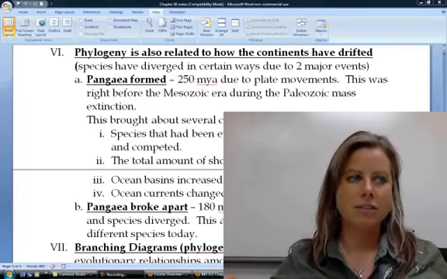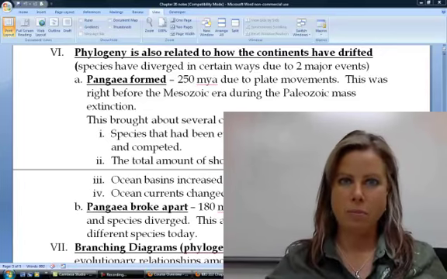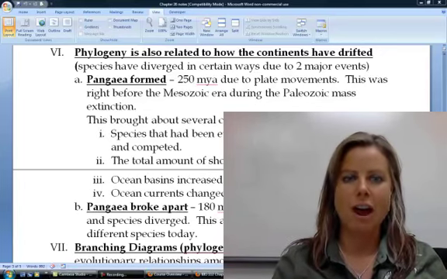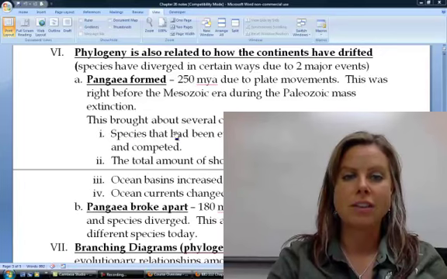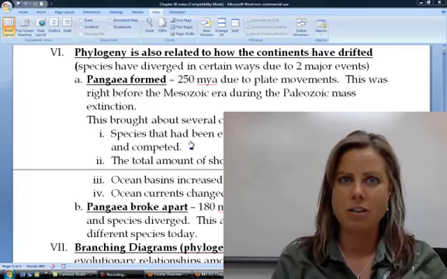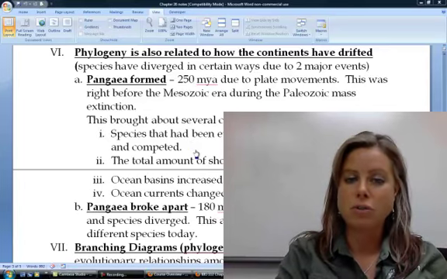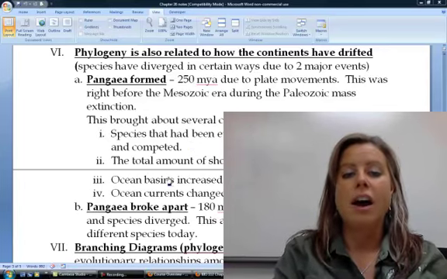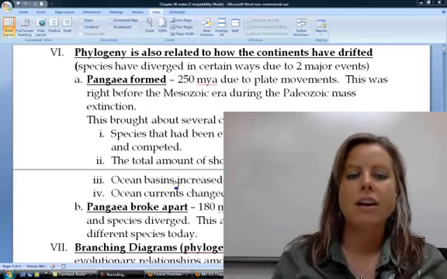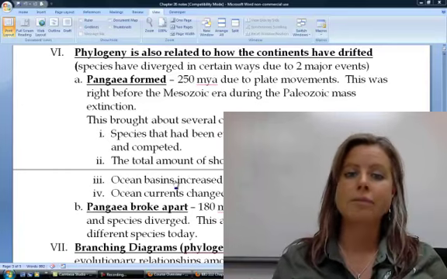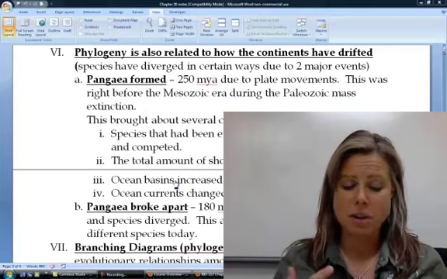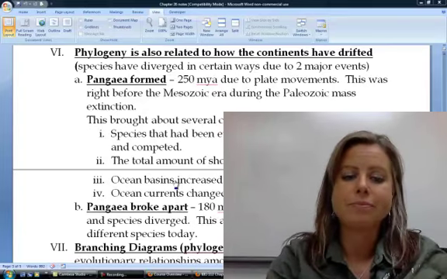If you think about it, you've got these pieces of land that are separate from one another, and all of a sudden they come together, so there's going to be a lot of major changes. One is that species that were isolated all of a sudden come together, and now they're going to be competing with one another. Then the total amount of shoreline was reduced, because as you push everything together, the shoreline's only on the outside. The ocean basins got deeper, and that lowered sea level, and the ocean currents obviously changed because all of the continents are moving around.